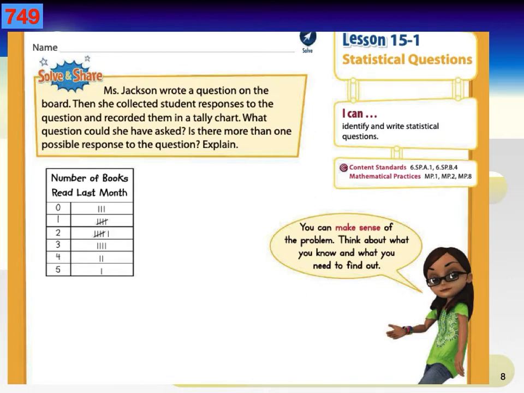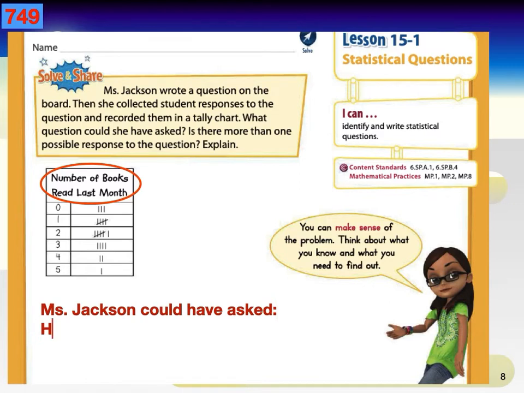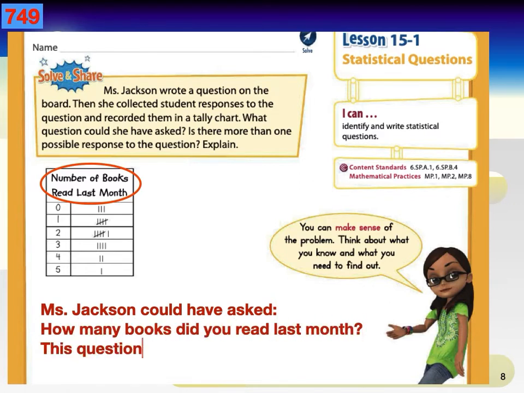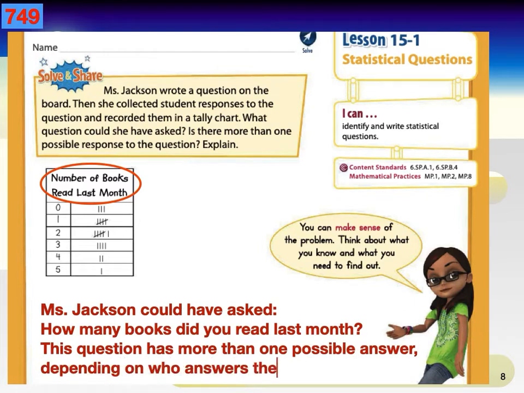You will know what kind of question was asked by looking at the title of the table. So here the title is the number of books read last month. So what would be the question that Ms. Jackson could have asked? So here Ms. Jackson could have asked, how many books did you read last month? And this question has more than one possible answer depending on who answers the question.